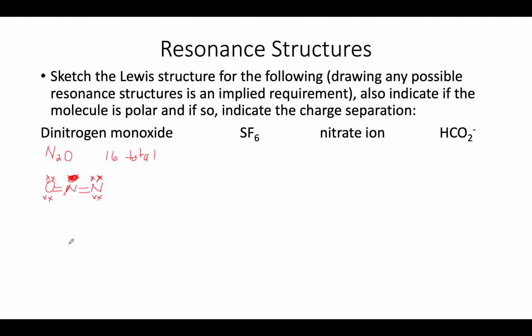So there is not any real apparent Lewis structure right there because there's a double bond to that oxygen and a double bond to that nitrogen from the central atom. But what if someone went like that?